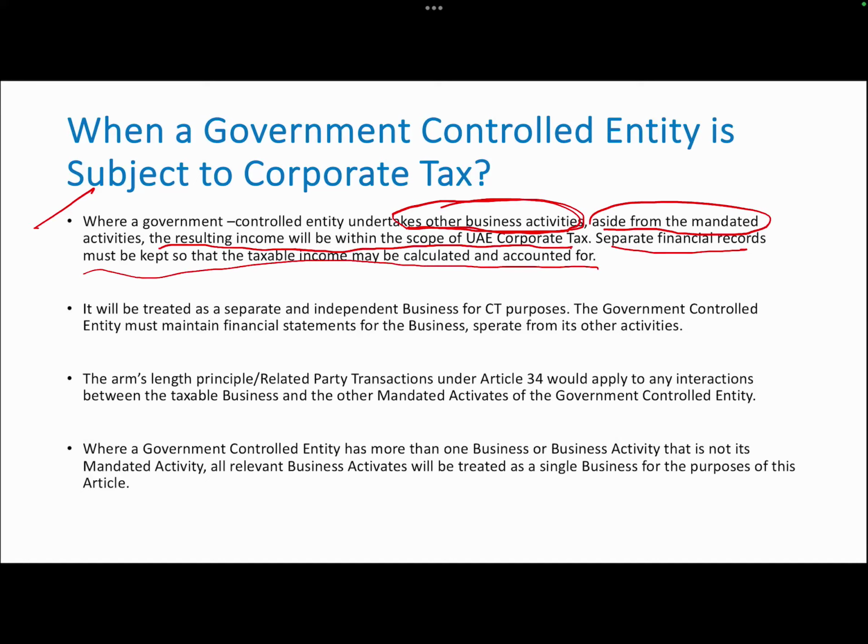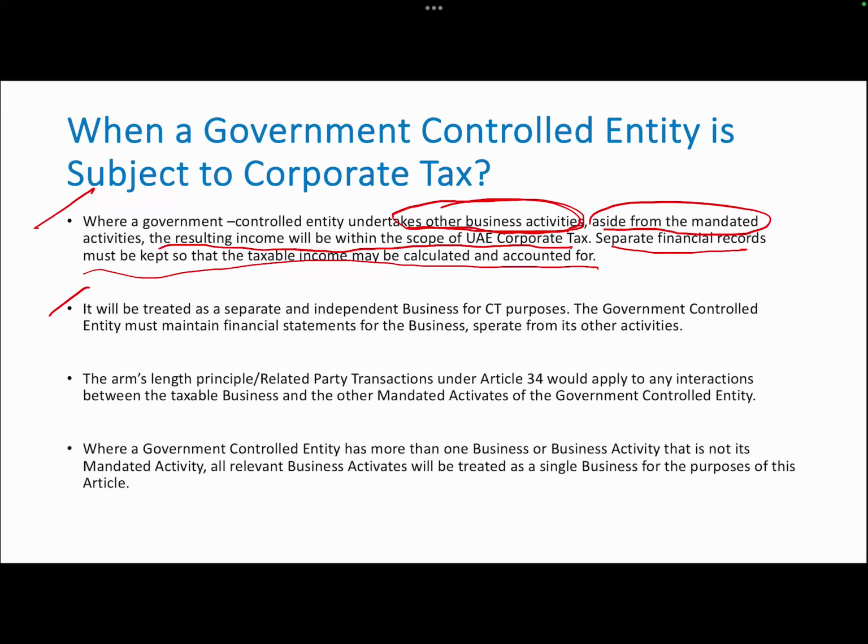Now again, we all know that once your entity becomes exposed to the corporate tax, you need to maintain separate financial statements, follow the accounting standards, which is IFRS. Again, the 50 million rule applies over here. If your revenues are more than 50 million in a year, that means you will have to follow the full IFRS. If your revenues are less than 50 million, then you may require to follow IFRS for SMEs, right? So the second point, it will be treated as a separate and independent business for corporate tax purposes.